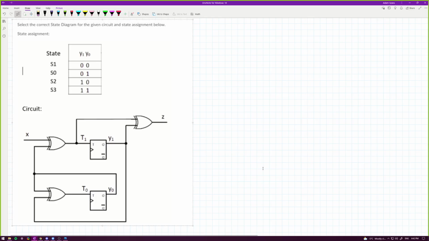Okay. So the next question here is to select the correct state, but we don't have that. So draw the state diagram for this circuit, right? This is again just something someone sent me. So let's take a look at what's happening here. Let's just make an assumption of what the present state is. Let's say the present state is 0, 0. That means we're in state S1.